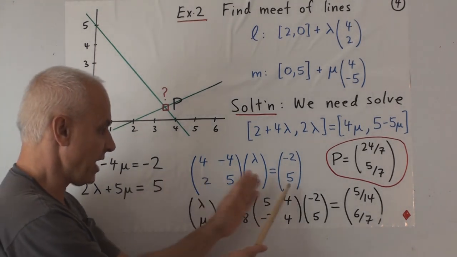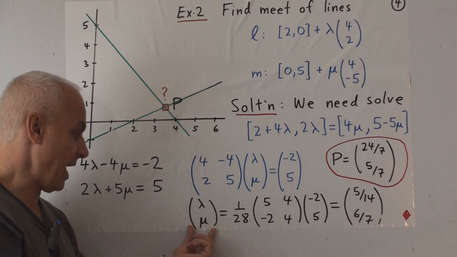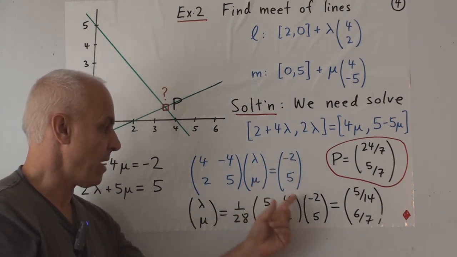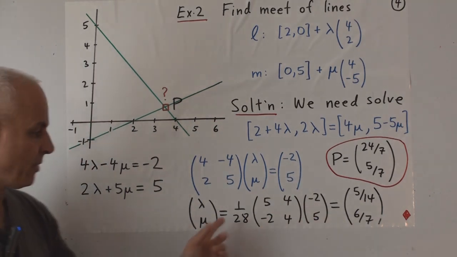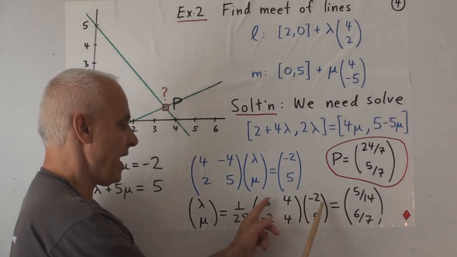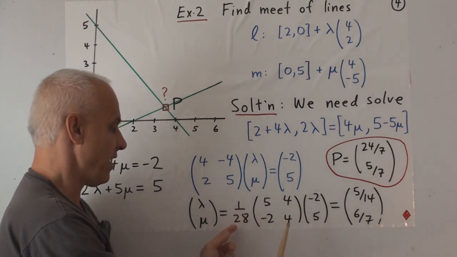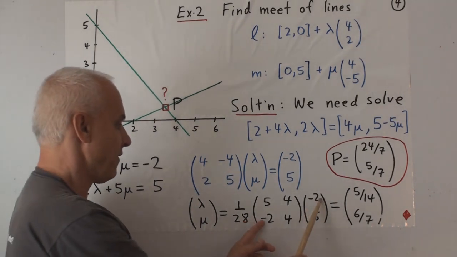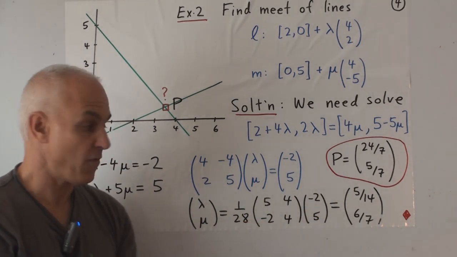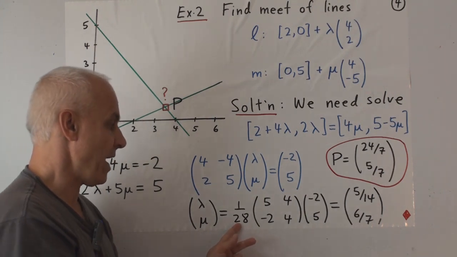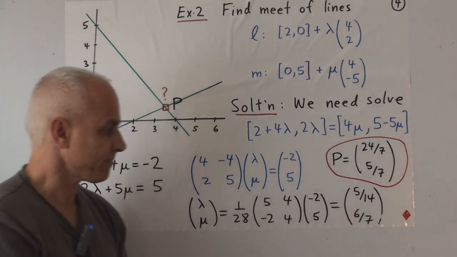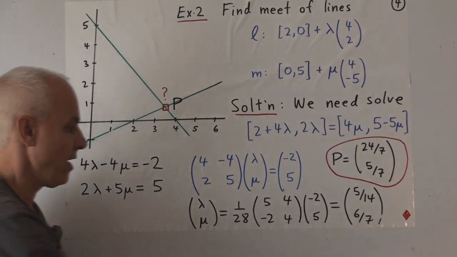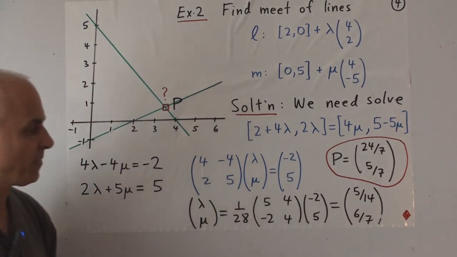And when we multiply both sides of this equation by that inverse matrix, we get lambda, mu by itself on the left-hand side, and we get this inverse times minus 2, 5. And then we do the calculation. Minus 10 plus 20, that's 10 divided by 28, same as 5 over 14. And 4 plus 20, that's 24 divided by 28, is the same as 6 over 7. So we get lambda equals 5 over 14, that's what we were solving for, and mu equals 6 over 7.